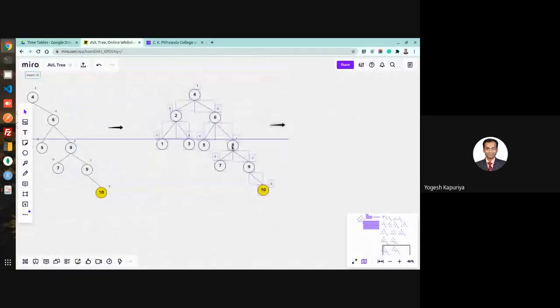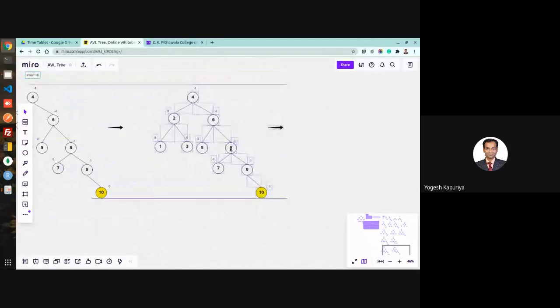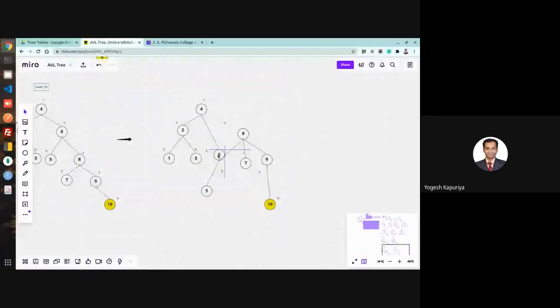We need to perform rotation. So this is again a right case in the left. Okay, so when you rotate this, these are the changes which are required to be made.